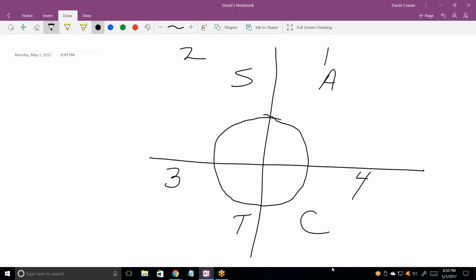So it's asking evaluate the functions without using a calculator, and the first one is tangent of 11 pi over 4.